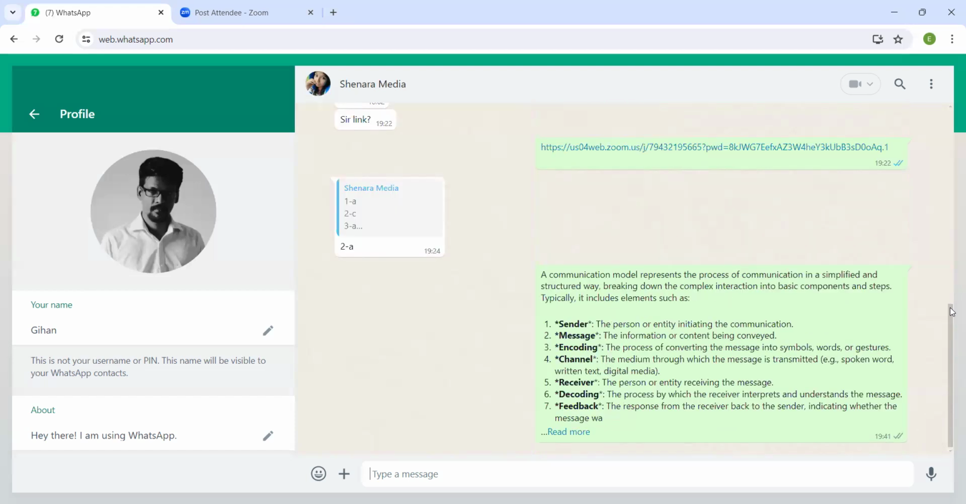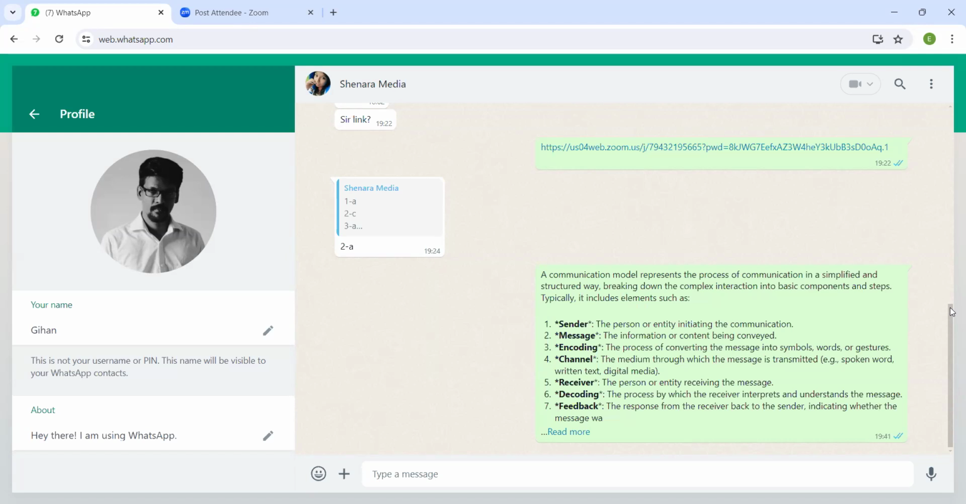Check the note. A communication model represents the process of communication in a simplified and structured way. That's the meaning of condensed manner. A communication model represents the process of communication in a simplified and structured way, breaking down the complex interaction into basic components and steps. When you can't understand something in a complex way, you break it down into components and steps.